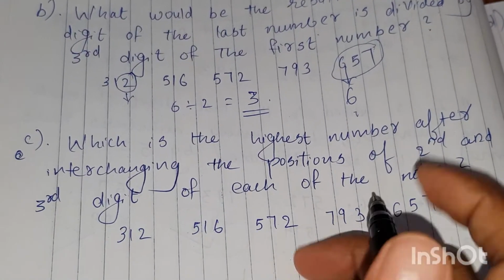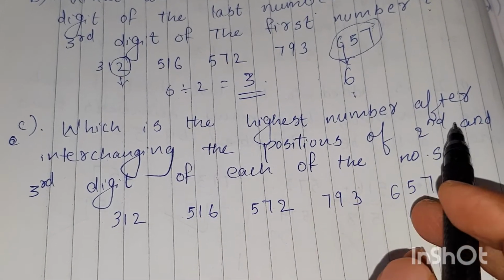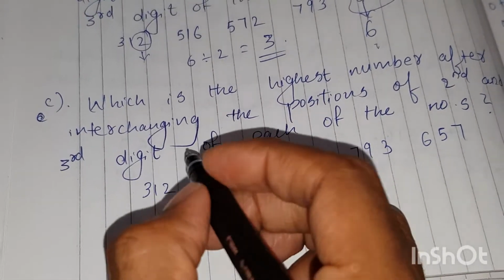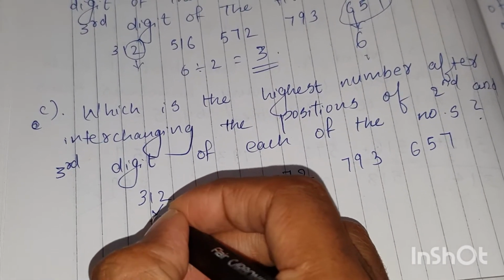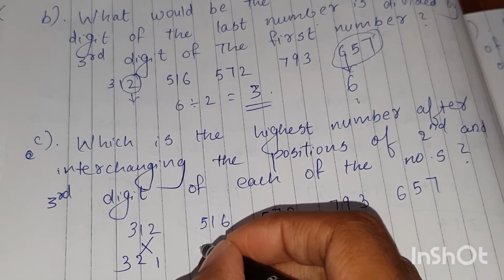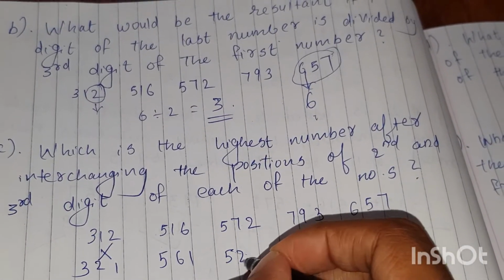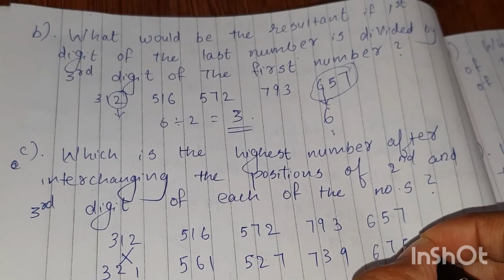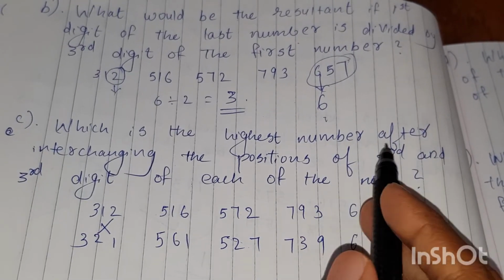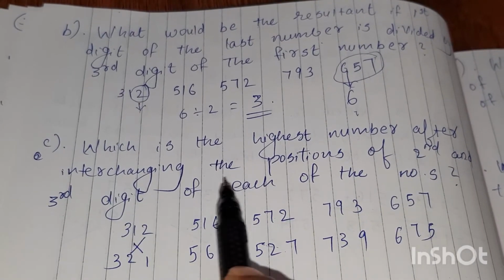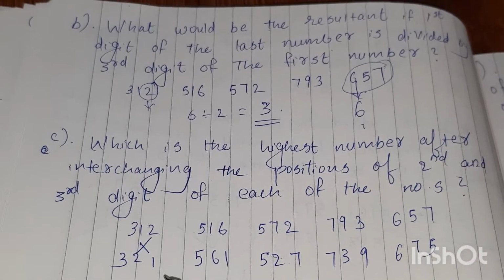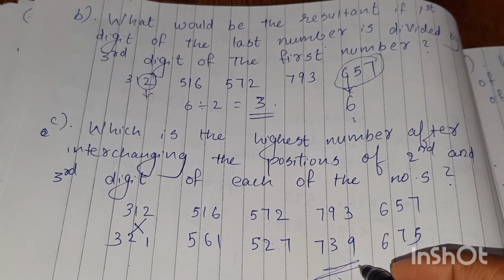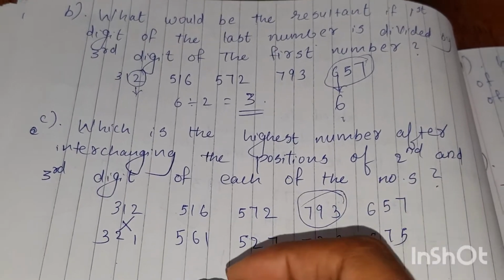Understood? Now next question, which is the highest number after interchanging the positions of the second and third digit of each of the numbers? In each of the numbers we are interchanging the second and third digit. The first digit remains the same: 312, 561, 527, 739, 675. Then the question is which is the highest number after interchanging? The highest number is 739, right? So the answer is 739.